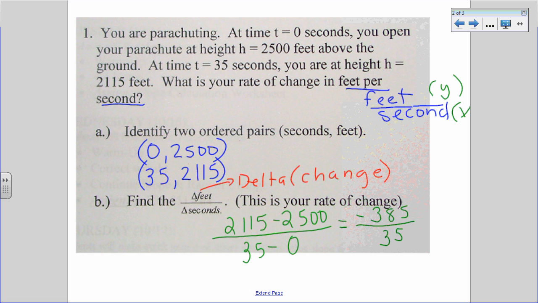Do we agree with those numbers? Yep. Okay, someone's double checking the math there. Thank you. What I want to try and do is divide that out, see if it simplifies at all. So let's start by simply dividing negative 385.